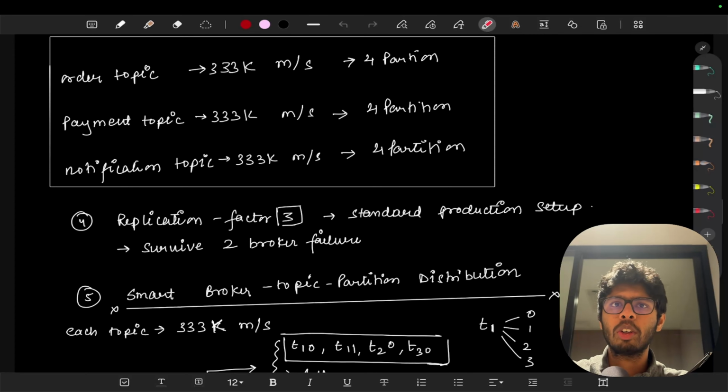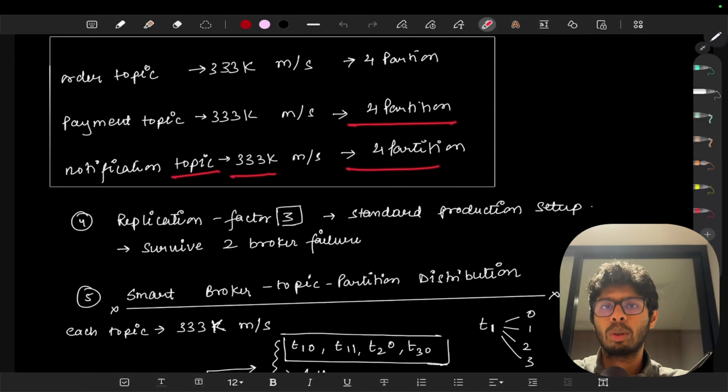Now let me make you revise one more time. The order topic has 330k messages per second and 4 partitions. The payment topic again has 330k messages and 4 partitions. And the notification topic has 330k messages and 4 partitions.